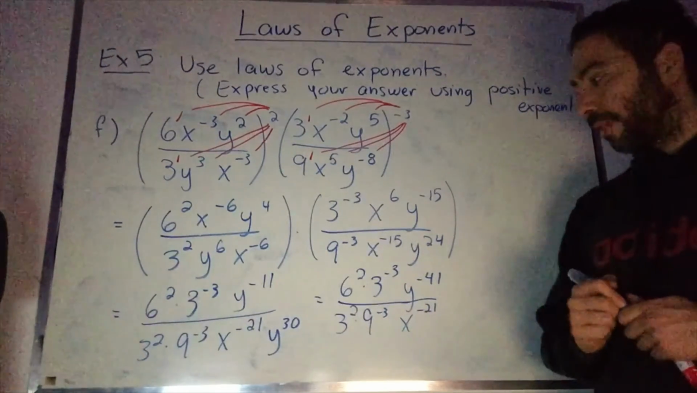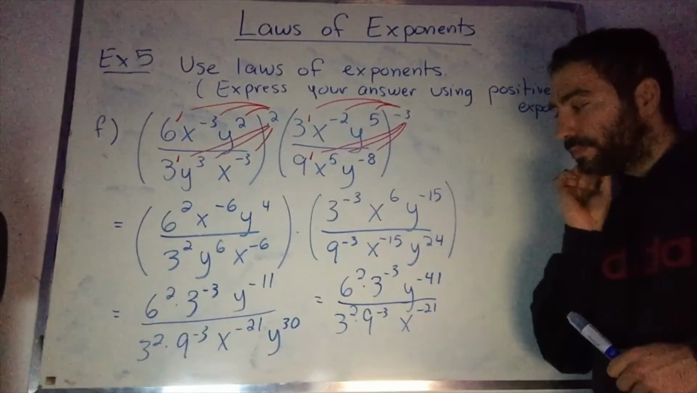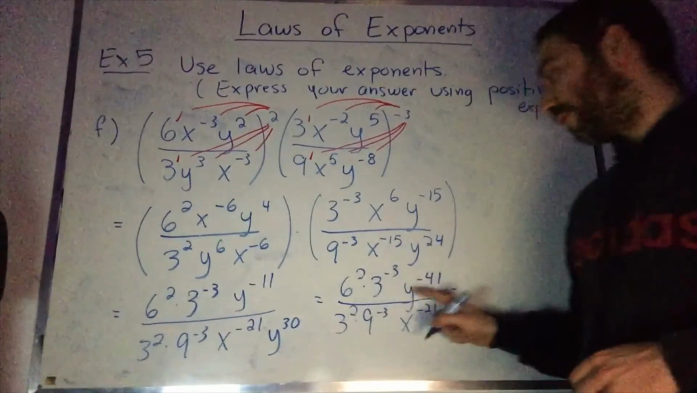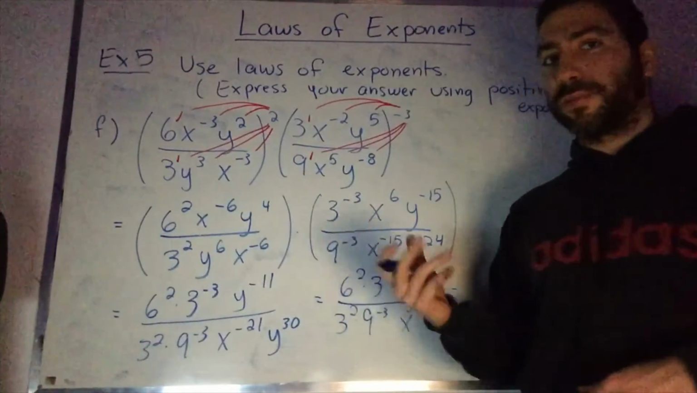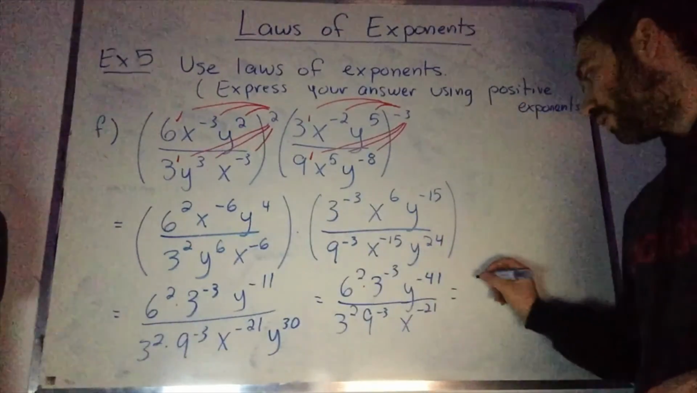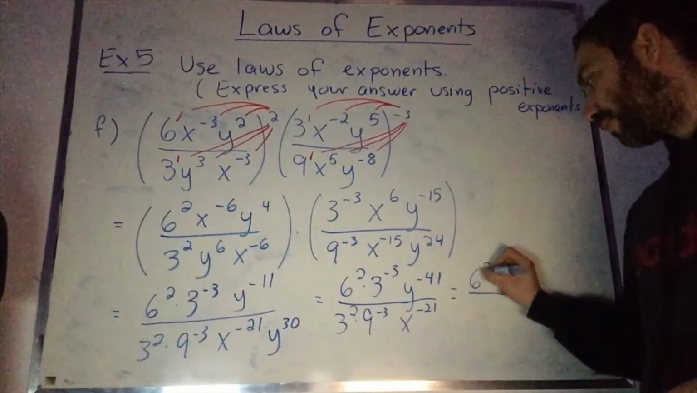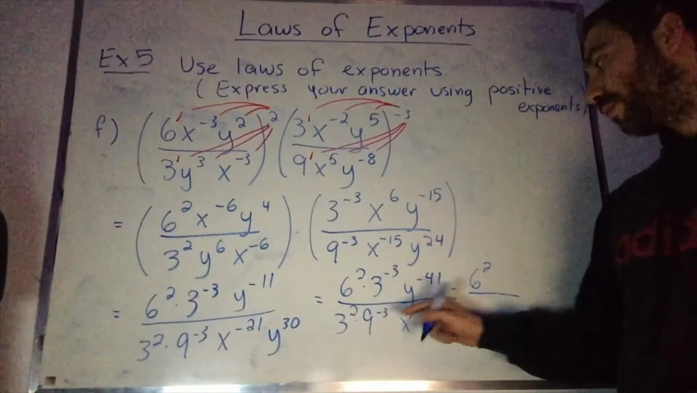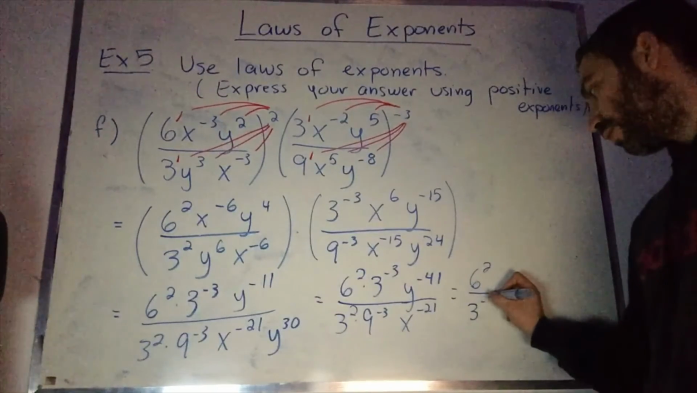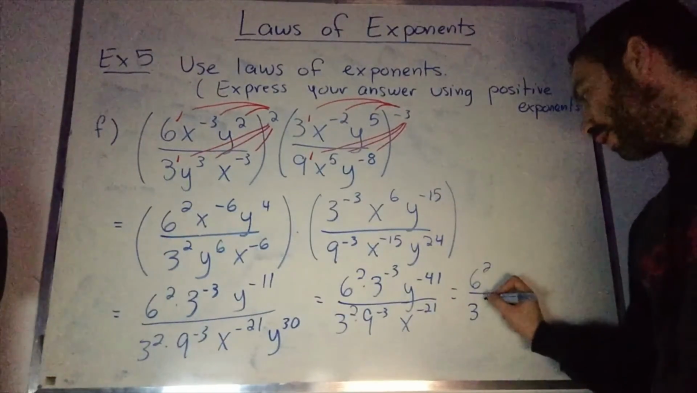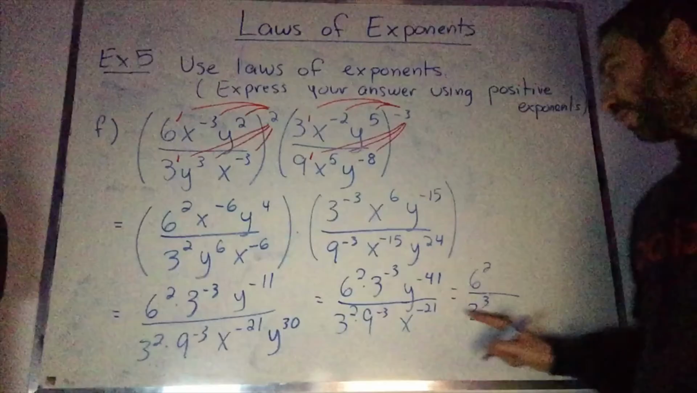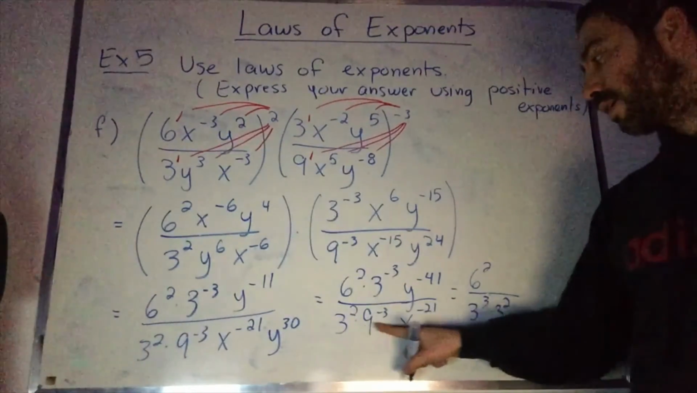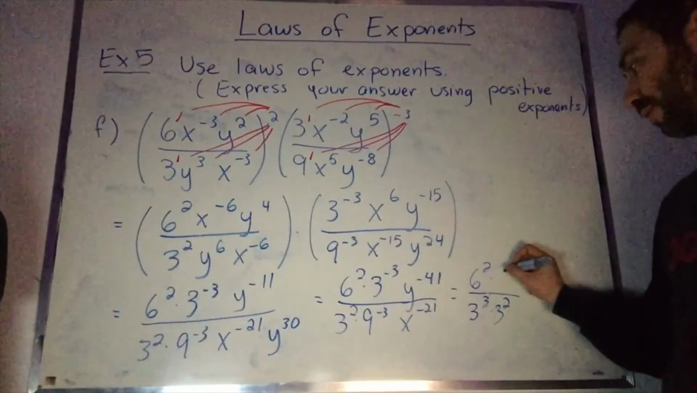Okay. Now let's deal with the exponents. Everything that has a positive exponent stays. Whatever has a negative exponent flips. So the 6 to the 2 stays on top. 3 to the negative 3 is going to drop down. And now that we dropped the 3 to the negative 3, it's going to become positive 3. We have 3 to the 2 on the bottom. That stays. 9 to the negative 3 on the bottom jumps up.